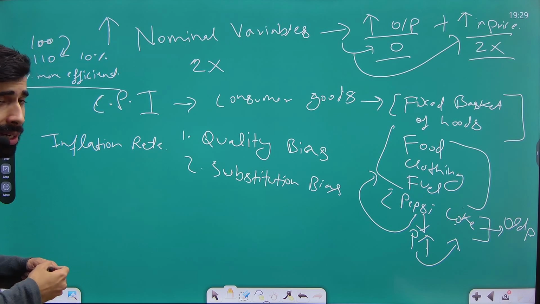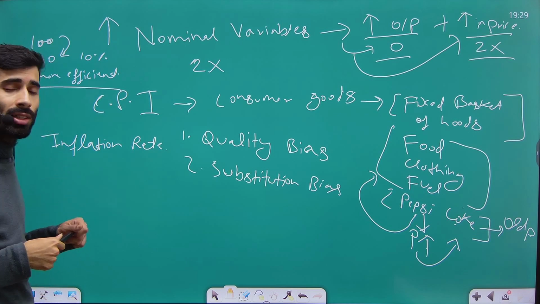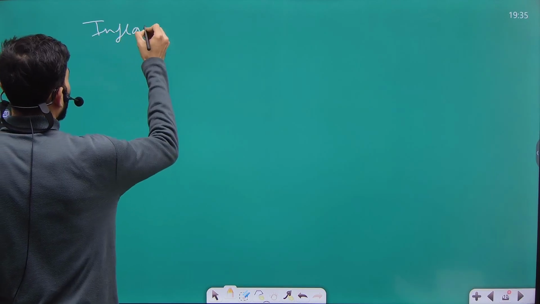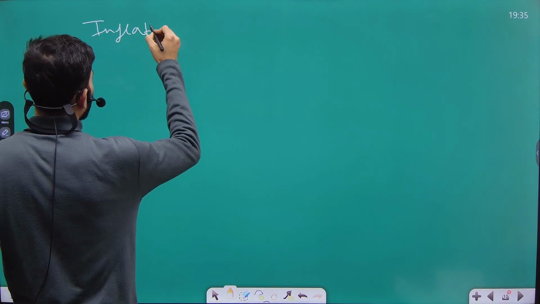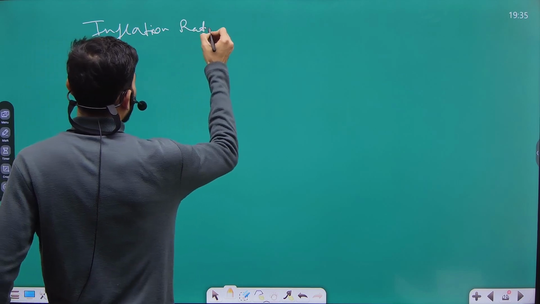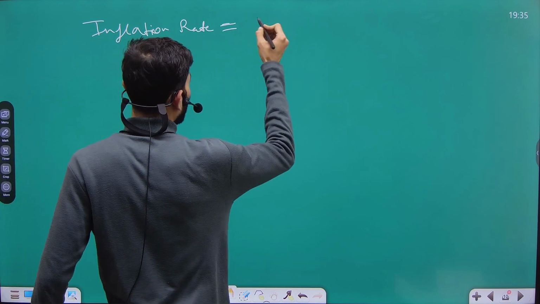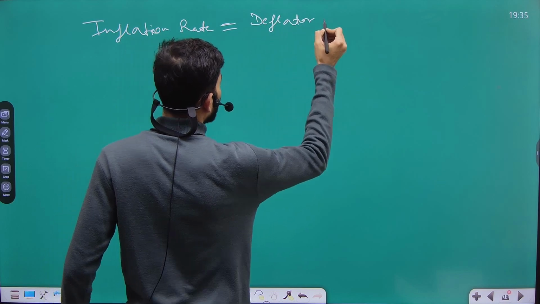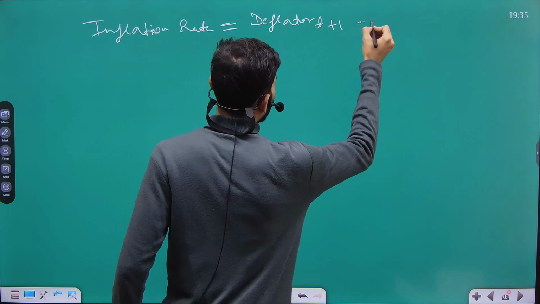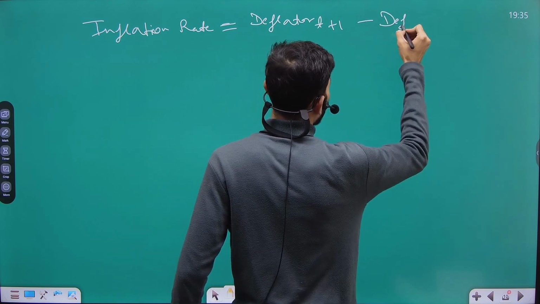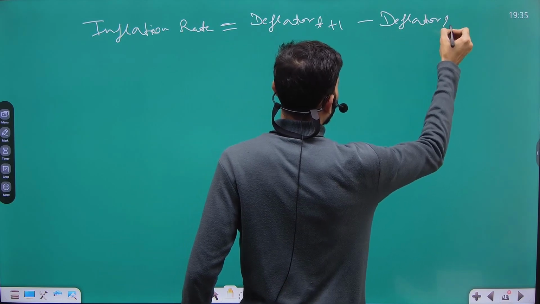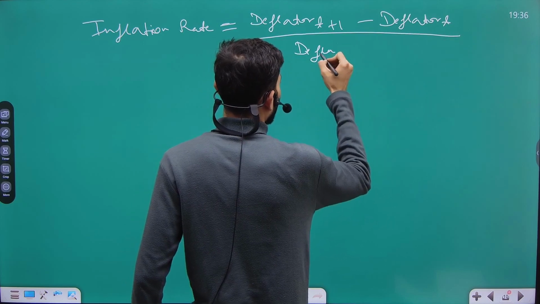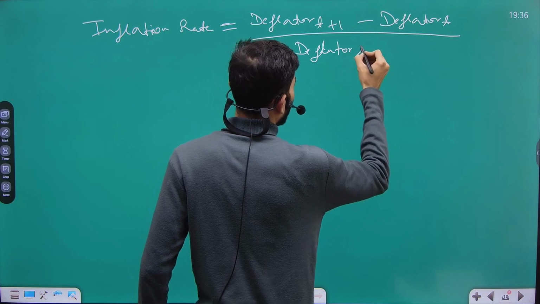Inflation rate is nothing but the percentage increase in the average price level in the economy. Inflation rate can be calculated using the GDP deflator: deflator T plus 1 minus deflator T, divided by deflator in period T.